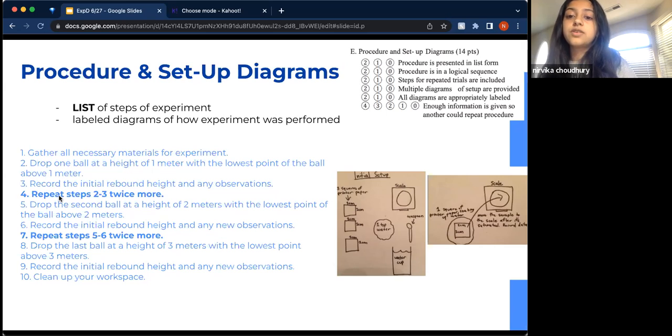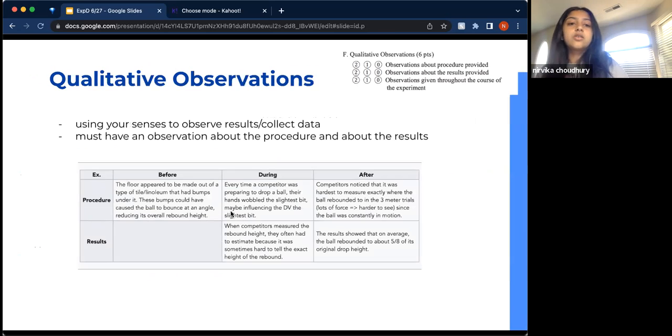And then for this, we had to put multiple diagrams of setup are provided. So the setup diagrams here are not actually for this experiment, it's for another experiment, but you get the idea of how you have to label everything and draw it in an appropriate way. Yeah, that's basically procedure.